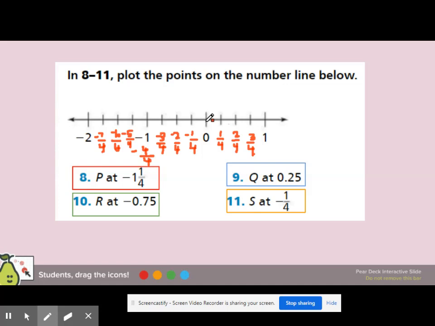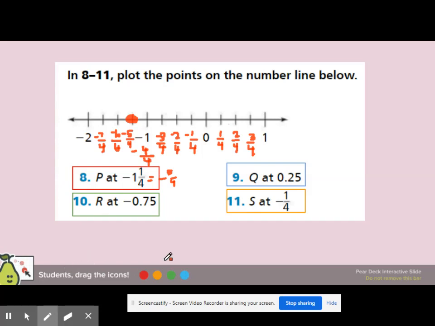That means negative 1. I need to go backwards 1. And then I need to go backwards 1/4 extra. It's going to be right here. Also, remember, this is a mixed number. You can turn it improper and make it mad. Multiply. 4 times 1 is 4, plus 1 is 5. This is the same as negative 5/4.